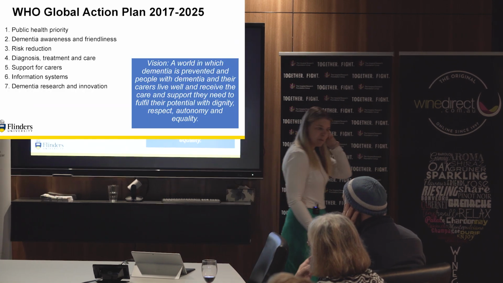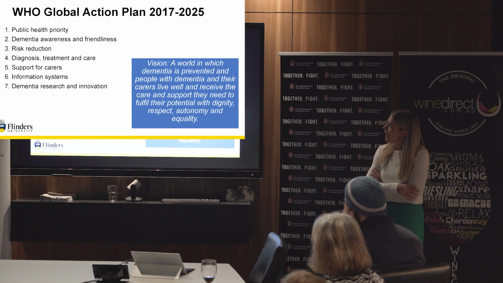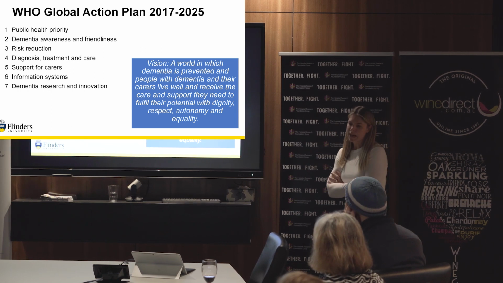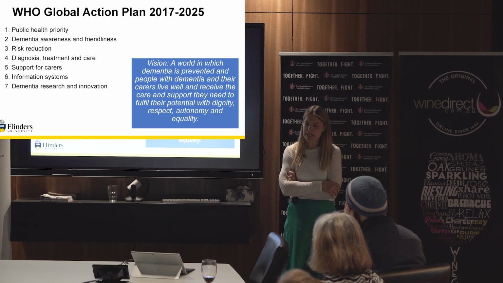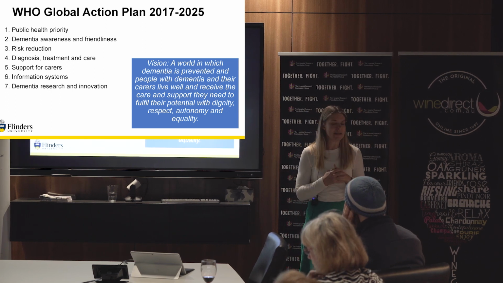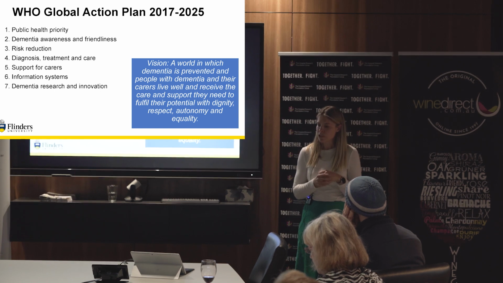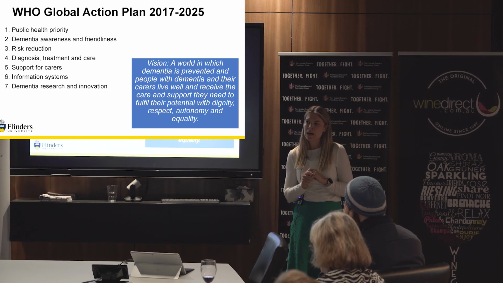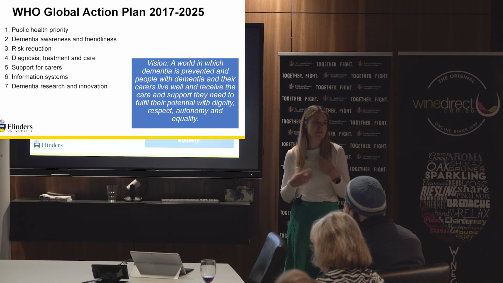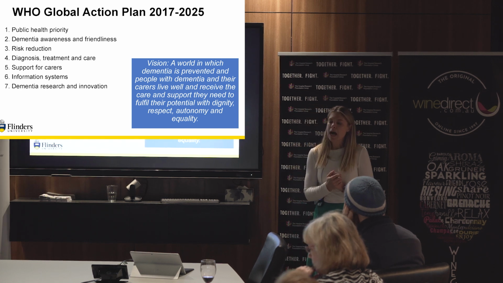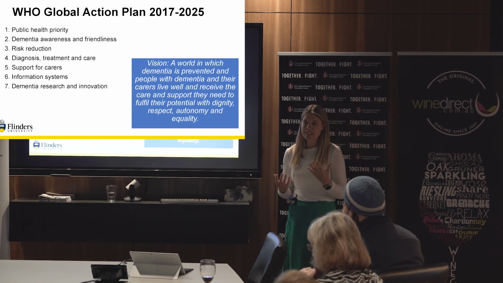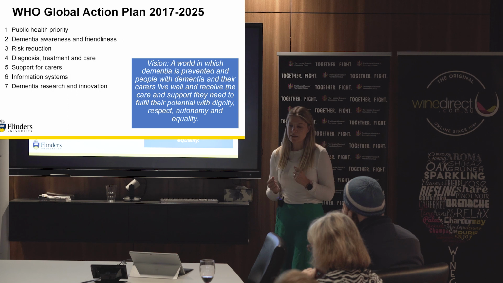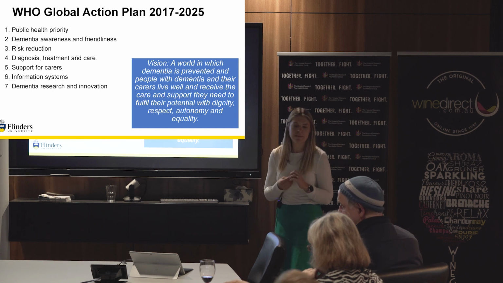We have the WHO Global Action Plan for Dementia. We're now almost to the end of it, but it talks about making dementia a public health priority, raising dementia awareness and friendliness of our society, risk reduction, improving diagnosis, treatment and care, providing more support for carers, because without carers we would be lost, providing more information systems and data around the prevalence and needs of people with dementia, and investing in dementia research and innovation.